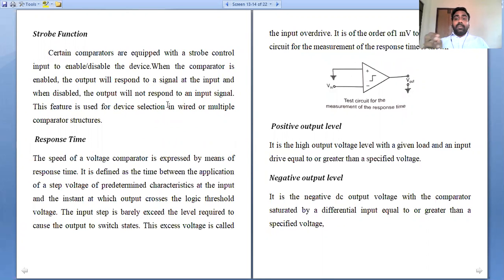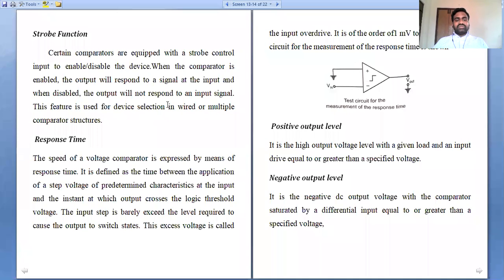Okay, so strobe current. What is strobe current? It is the current used by the strobe control to create the strobe function, to enable or to disable the input. That means a certain amount of current is utilized to enable the input and to disable the input. To operate the strobe control we need a certain amount of current, that is called the strobe current. That is defined as strobe current.